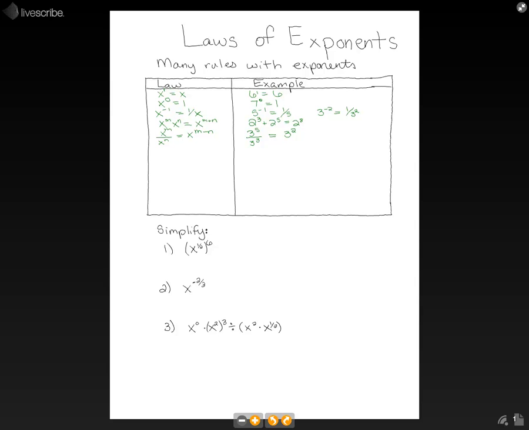Our next rule we have is x to the m, in parentheses, to the n. So you have something to an exponent and all of that to an exponent. You're going to do multiplication, so that's just going to be x to the m times n. So if you had 3 to the 7th, all of that to the third, you're going to get 3 to the 21st, because 7 times 3 gives you 21.